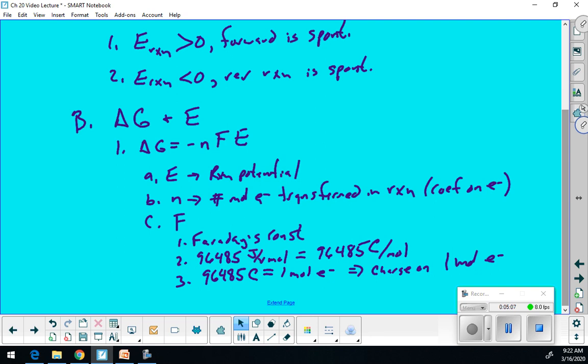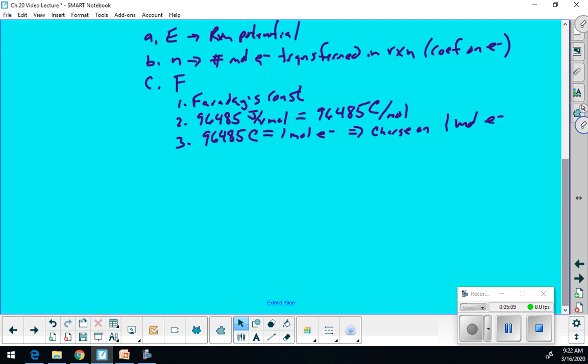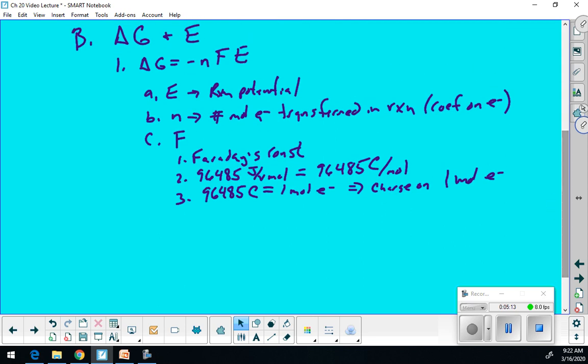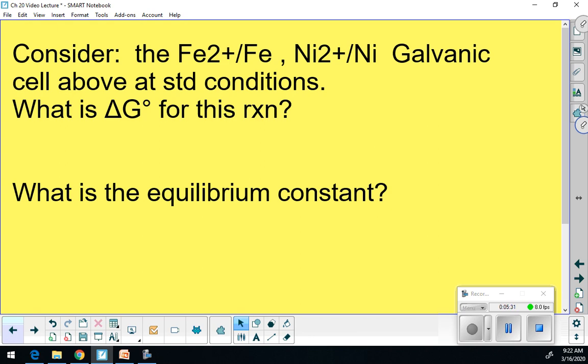If delta G is equal to negative nFE, that would mean, of course, I could do that at standard conditions, and delta G prime is equal to negative nFE prime. There we go. Isn't that wonderful? So let's do some work here. I have a standard cell, and I want to know what the delta G is.